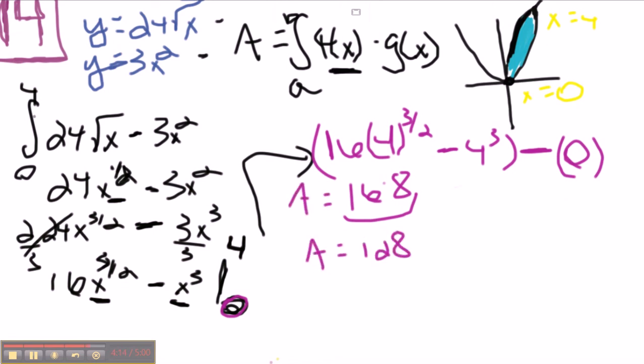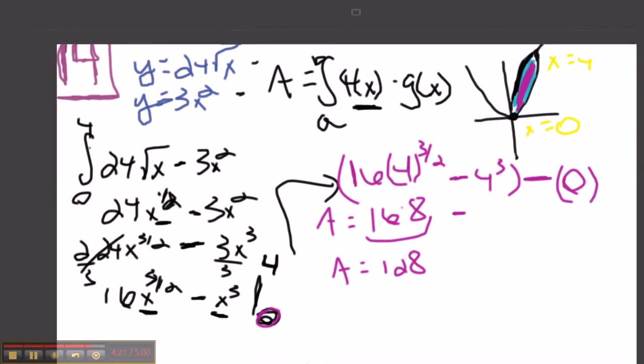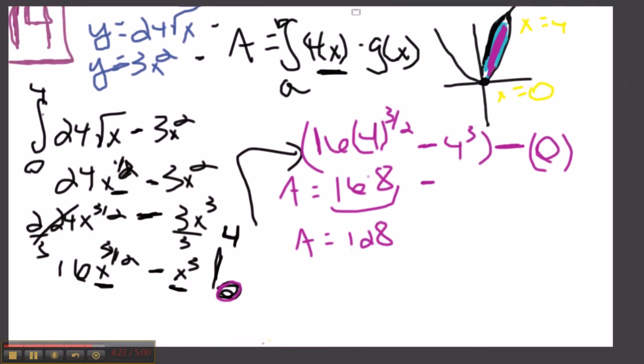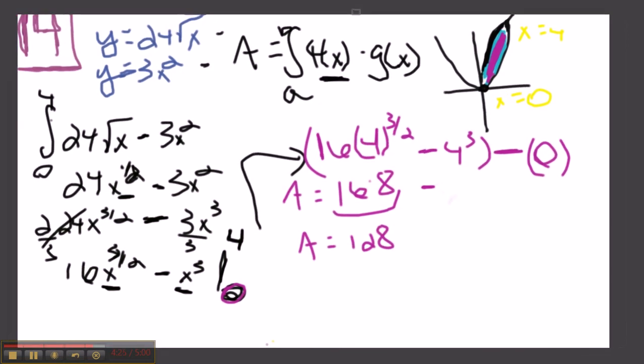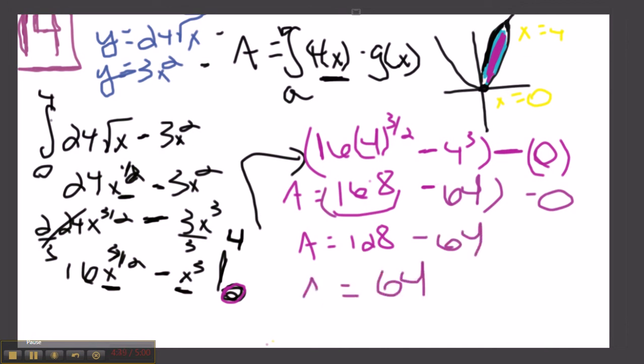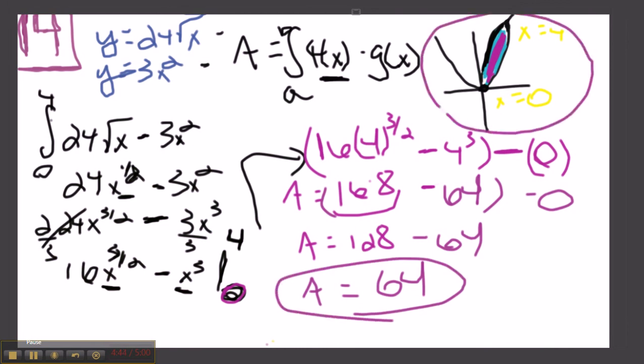And we're solving for area, remember, up there. Okay, minus 4 to the third, which is 64. Okay, and then we're going to end up getting 64 as our area. So that is my answer, and we're all done.